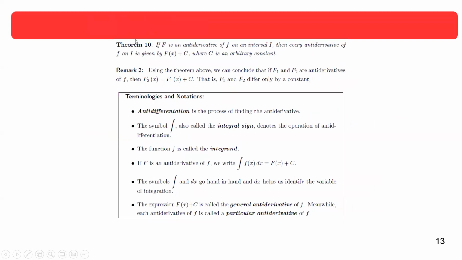So let's go to the theorems. I won't read these to you anymore, just the terminologies. Anti-differentiation is the process of finding the antiderivative. We know this. The symbol in here, also called the integral sign, denotes the operation of anti-differentiation.